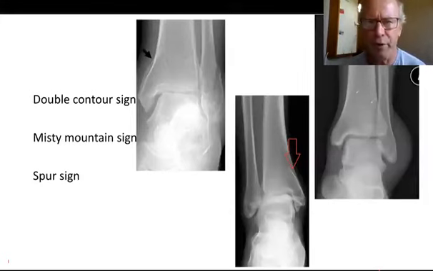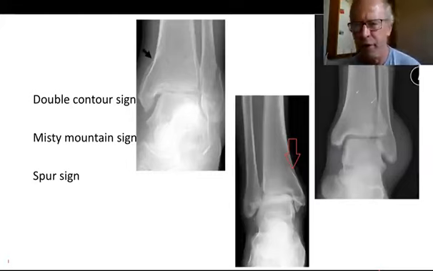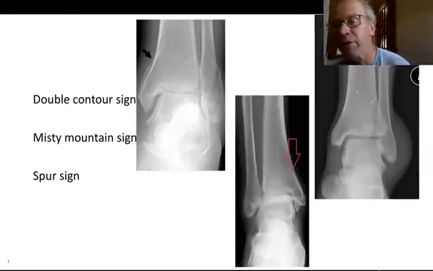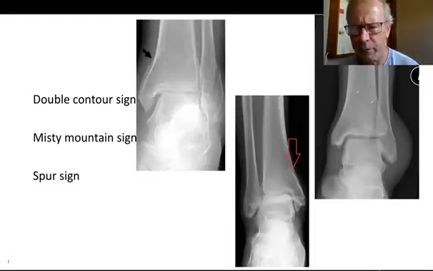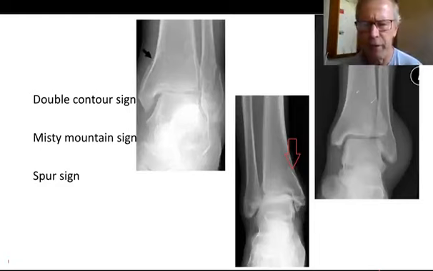a posterior malleolar fracture. So the double contour sign, if you look at the x-ray on the left and the black arrow, you can see immediately there's a double contour that shouldn't be there. The Misty Mountain sign is the x-ray on the right, where there's a tiny white arrow. And then the spur sign is the red open arrow that you can see. So those all would indicate that there's a posterior malleolar component to it.